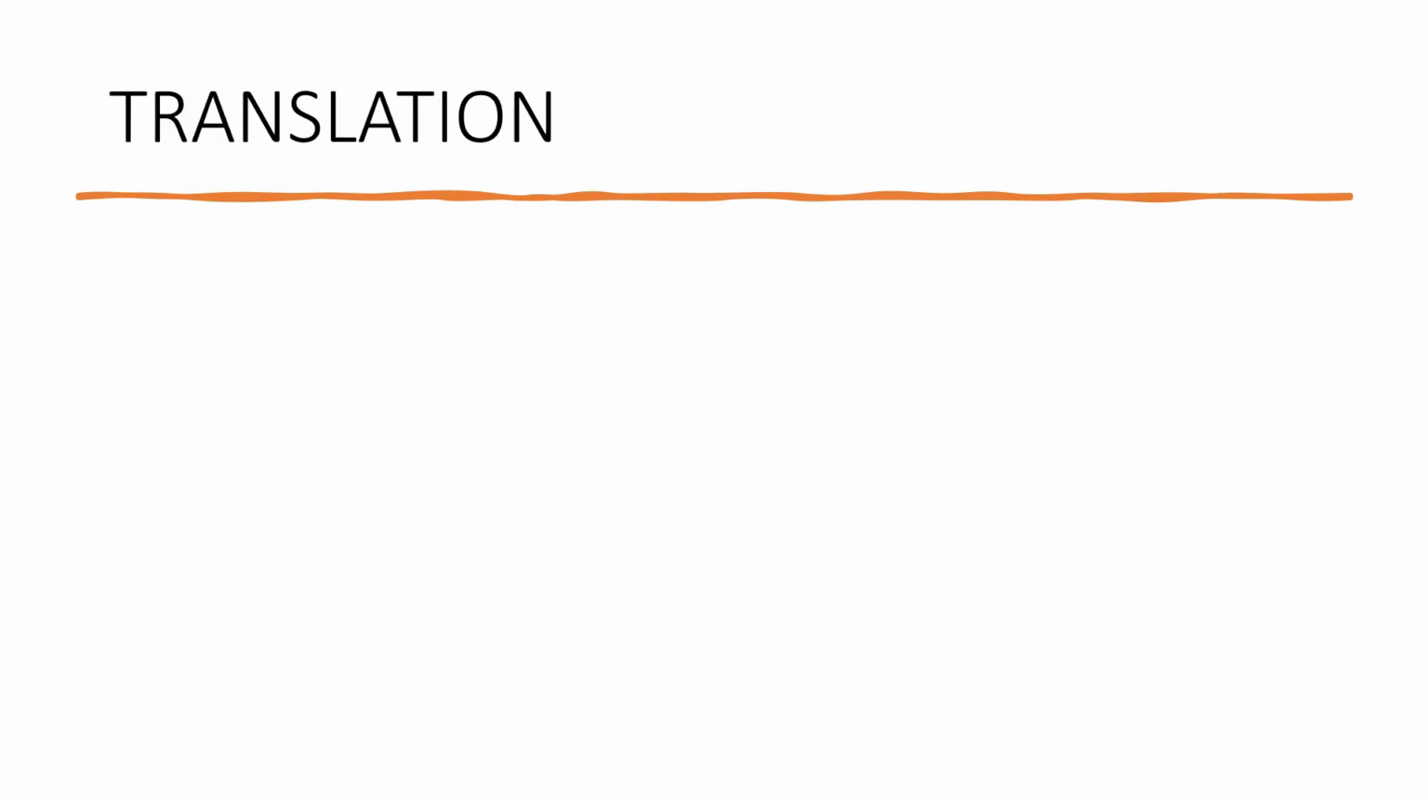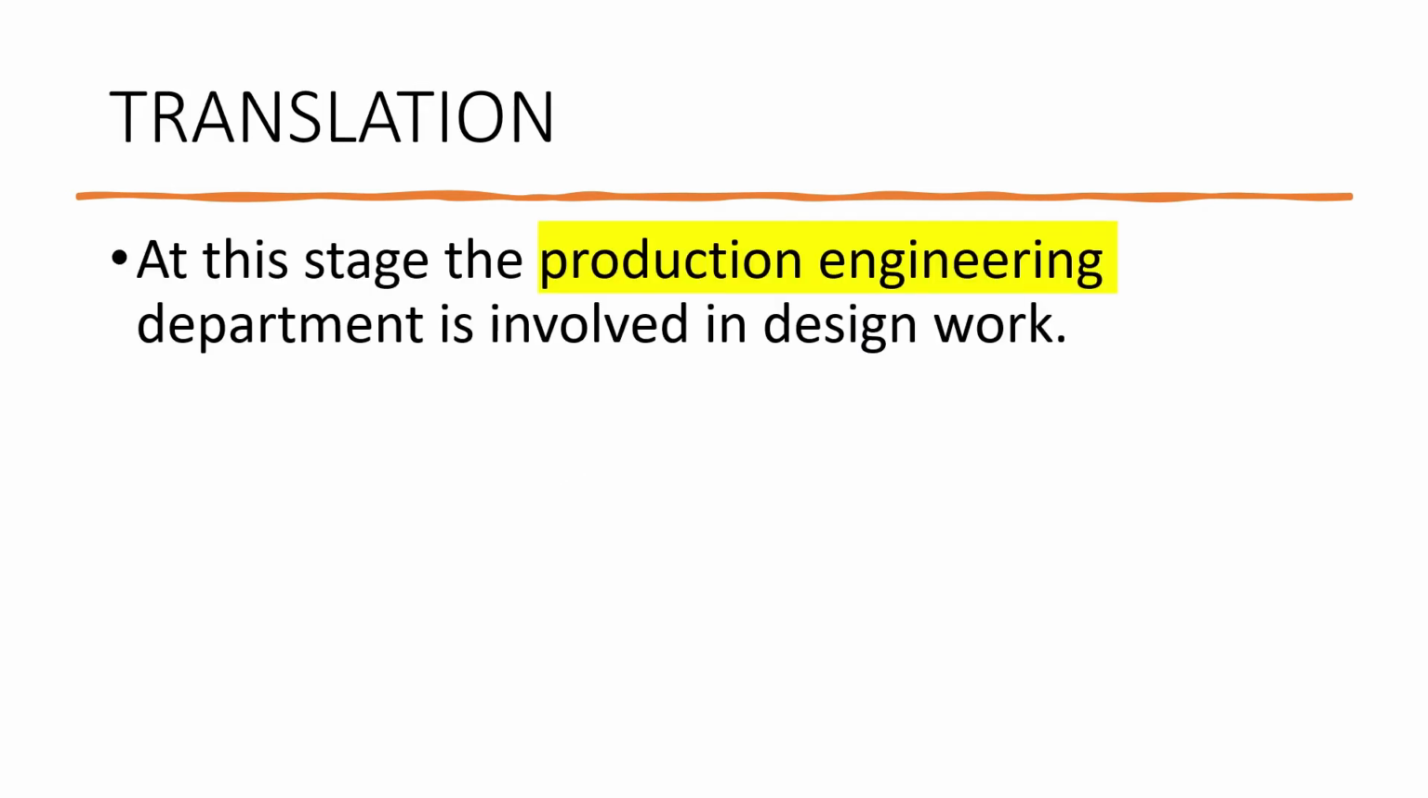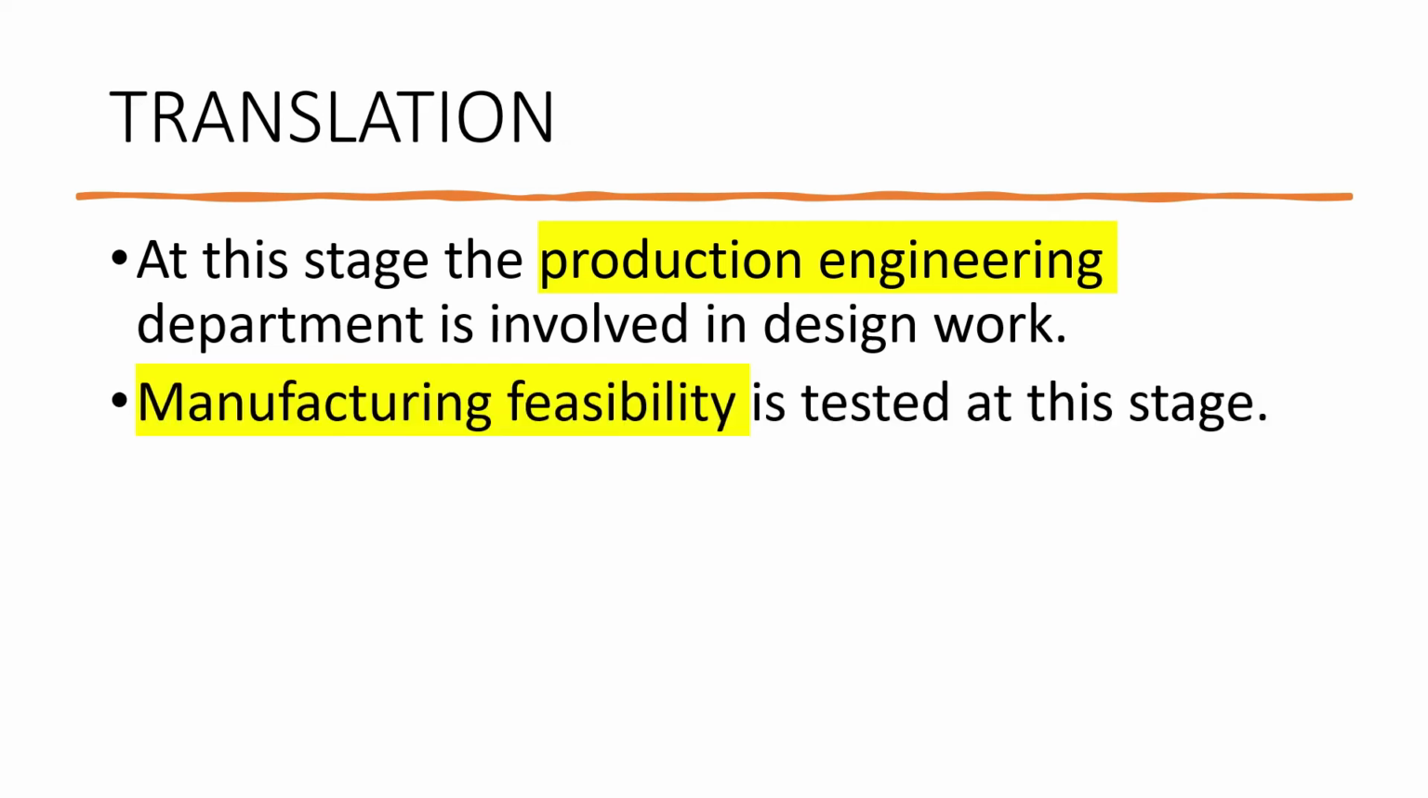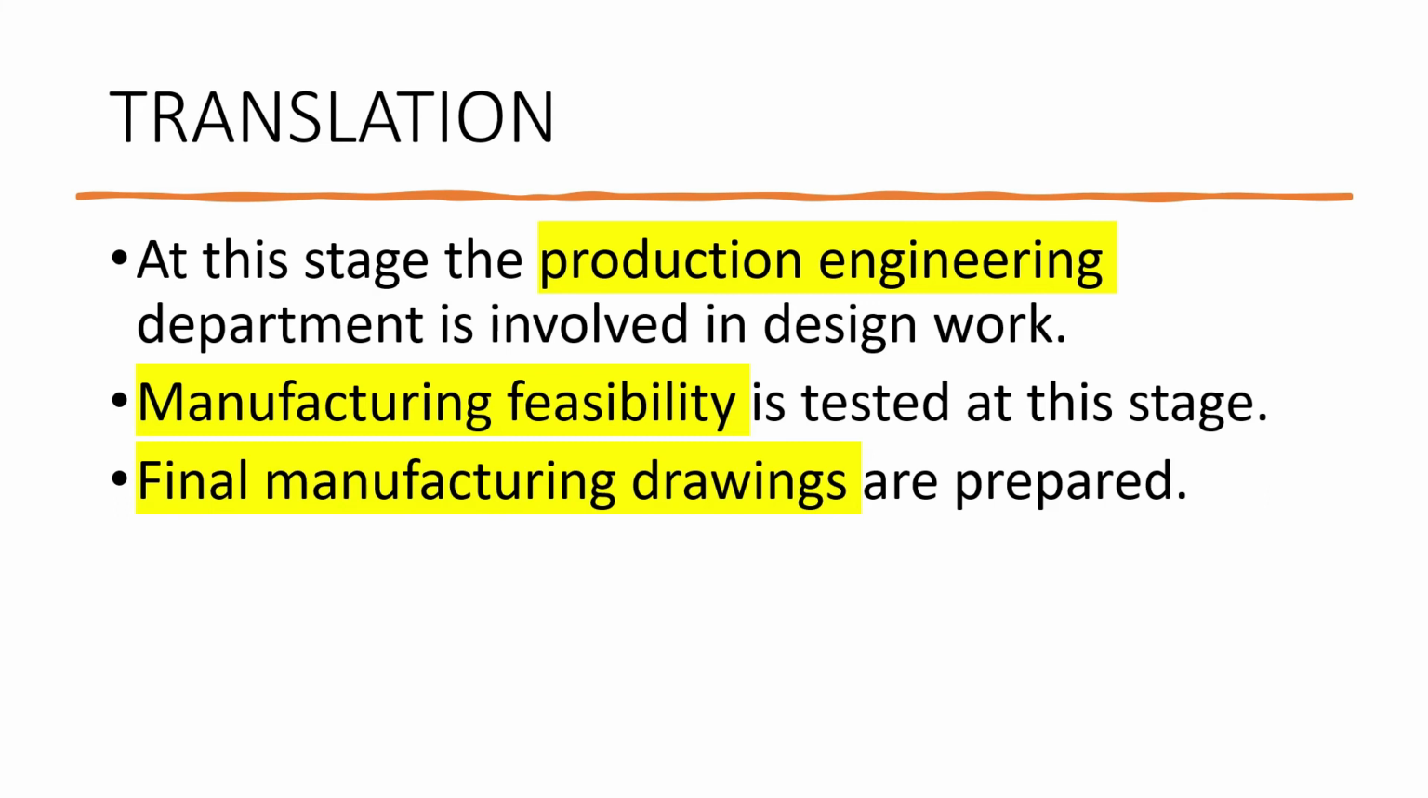And then we have the translation stage. At this stage, we are almost beginning the manufacturing process. Here, the production engineering department is involved in the design work. Here, the manufacturing feasibility is tested. Can the product be manufactured? How easy is it to manufacture? Can it be mass manufactured? All these things will be considered here. And the final manufacturing drawings are prepared.